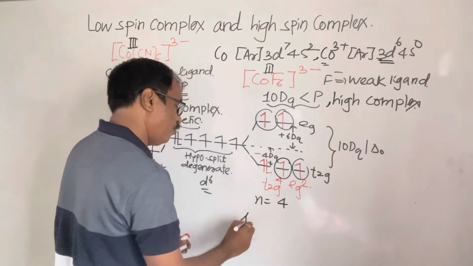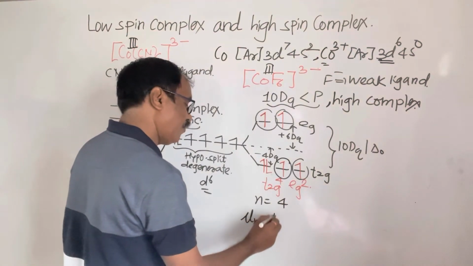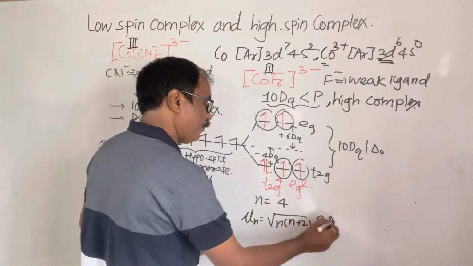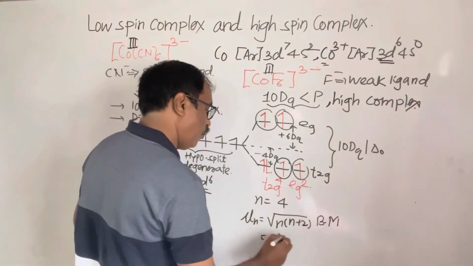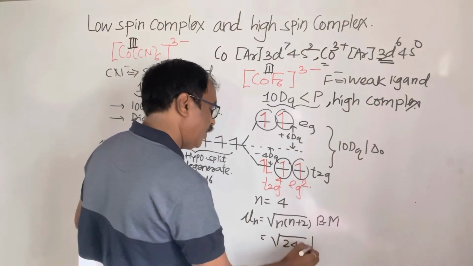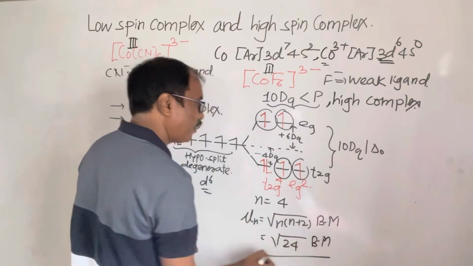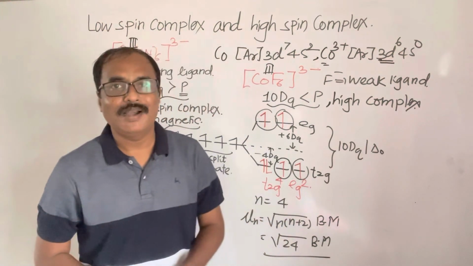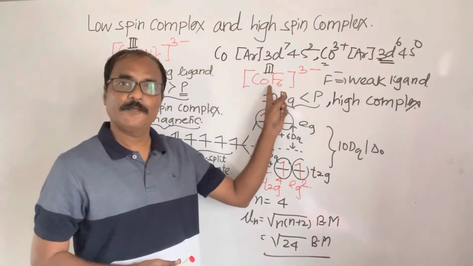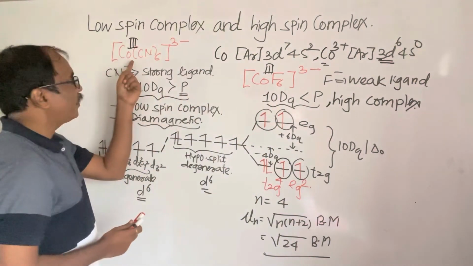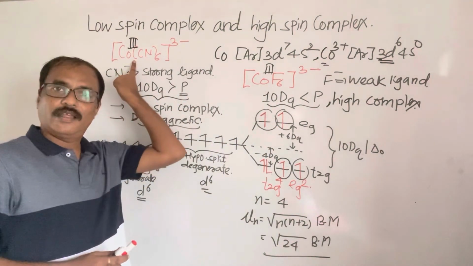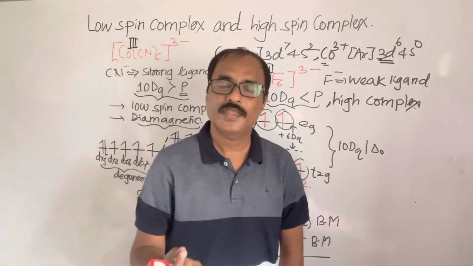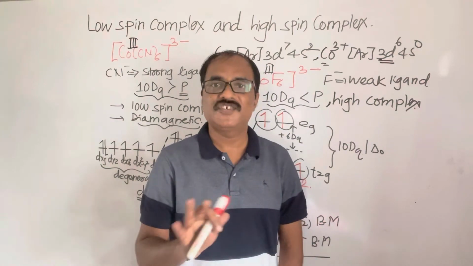So इसका magnetic moment क्या होगा? Mu is equal to square root of, इसका formula n into n plus 2 Bohr magneton. तो यहाँ पे n 4 है, square root of 24 BM. ये इसका magnetic moment है. यानी ये complex paramagnetic है. Hexafluorocobaltate 3 ion ये paramagnetic है. Hexacyanocobaltate 3 ion ये diamagnetic है. Metal is same. Coordination number of metal same है. Difference is about ligands. Ligands different हैं.